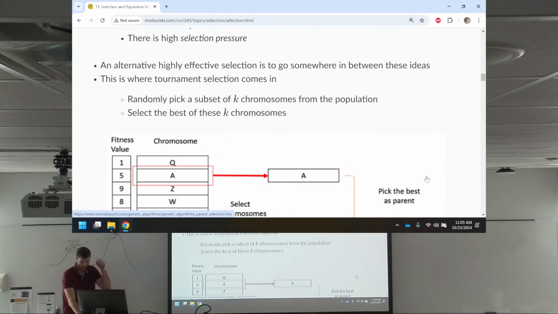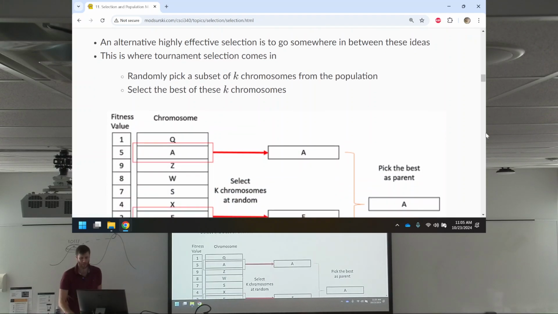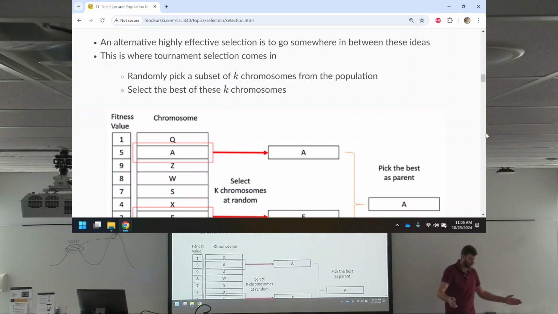This is where tournament selection comes in. Randomly pick a subset K, and then select the best of those K. So instead of saying, randomly pick one, put it over here, or instead of saying, always take the best one and put it over here, what I do is I pick some subset. I pick a few. And then I take the best one of that subset I picked and put it over here.